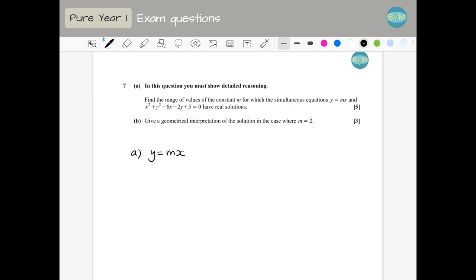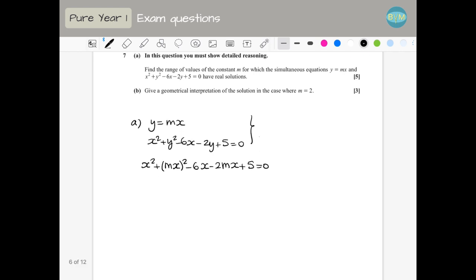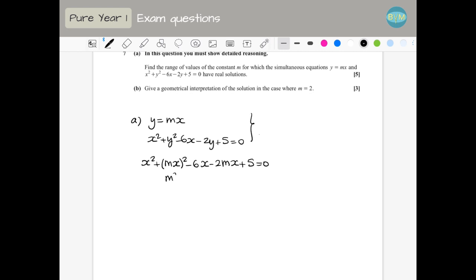in simultaneous equations, and one is linear and one is quadratic, the best thing that we can do is to substitute the linear into the quadratic. We are going to make x or y the subject and substitute in the other one. In this case, I have the y the subject, so it's quite easy. I'm going to substitute the y by mx. So I'm going to have x squared, and instead of y, I'm going to write mx, squared, minus 6x minus 2mx plus 5 equal to 0.